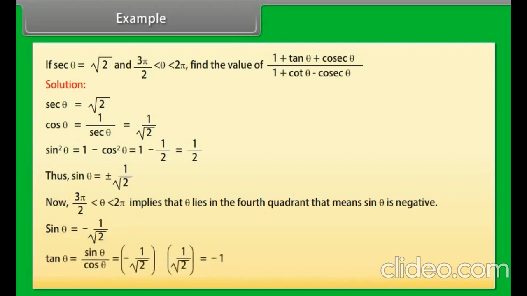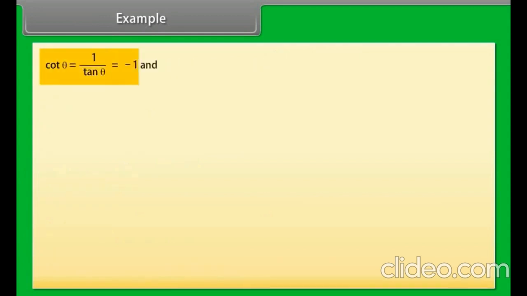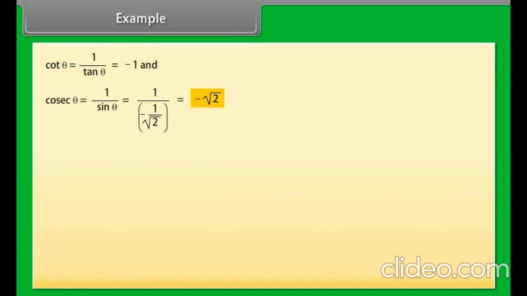Tan of theta is equal to sin of theta by cos of theta, which is minus 1 by root 2 upon 1 by root 2, equal to minus 1. Cot of theta is equal to 1 by tan of theta, which is minus 1, and cosec of theta is equal to 1 by sin of theta, which is 1 by minus 1 by root 2, equal to minus root 2.